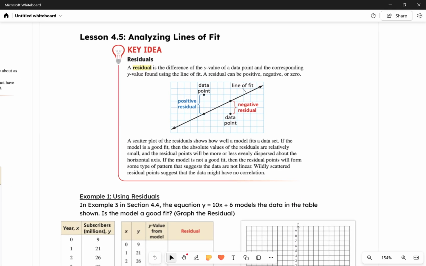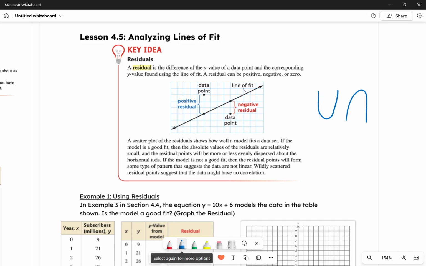Okay, so the scatter plot of the residual shows how well a model fits a data set. If the model is a good fit, then the absolute values of the residuals are relatively small, and the residual points will be more or less evenly dispersed about the horizontal axis. Okay, if the model is not a good fit, then the residual points will form some type of pattern that suggests the data is not linear. Okay, the easiest pattern that we typically see is some sort of U shape, either that way or this way. Okay, so that's what we're looking for. Wildly scattered residual points suggest that the data might have no correlation.